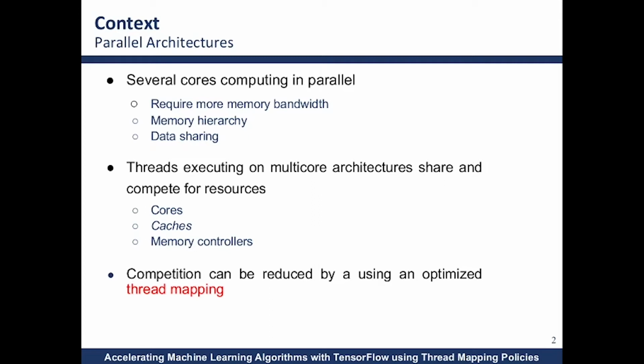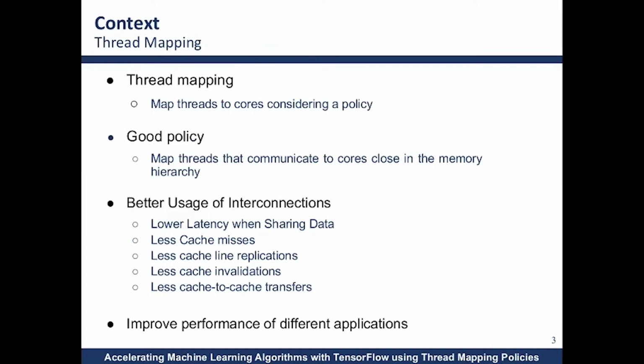And one problem that arises in this scenario is that by performing different assignments of threads to processing cores, we can either increase or decrease performance. And this is the problem that we call the thread mapping problem. And here, just to review, thread mapping is a technique that maps threads to cores considering a certain policy. And a good policy is the one that effectively makes an assignment of threads to cores that lowers the competition of resources between threads.